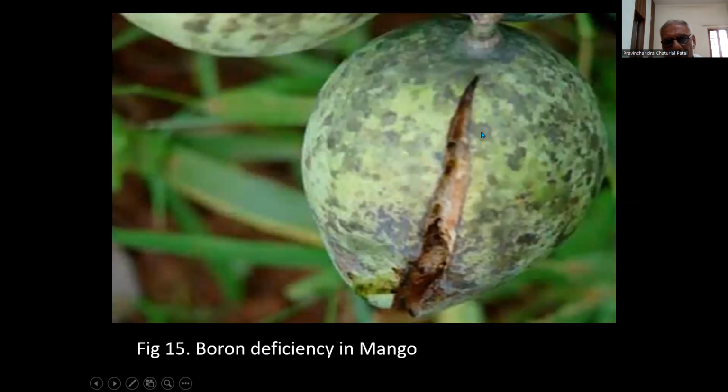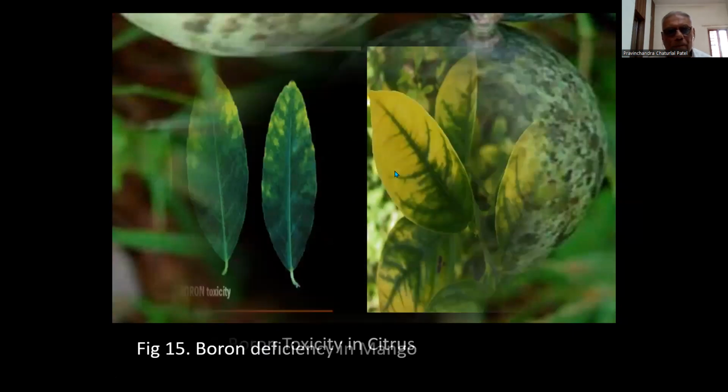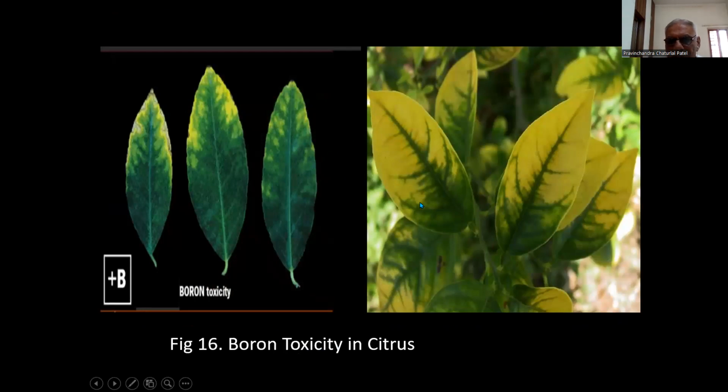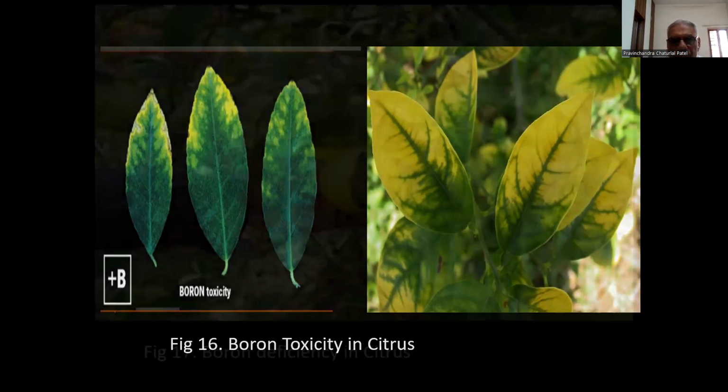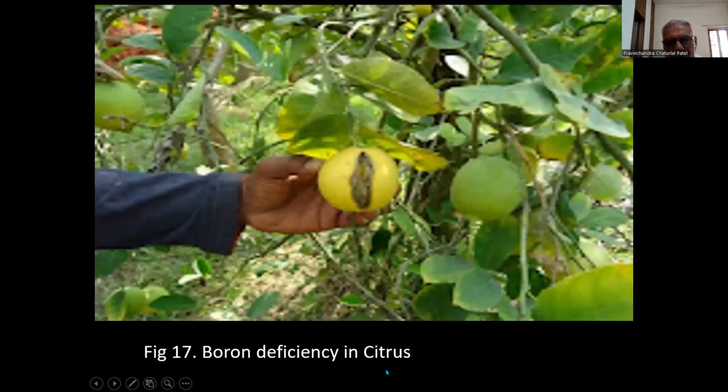Then boron deficiency in mango, you can see the cracking of the mango. Similarly, we also observe the cracking of the citrus fruit due to deficiency of boron. Also, we are observing it in guava. Then boron toxicity in citrus. So we can show typical symptoms due to more supply of boron, particularly in problematic soil or alkaline soil. Then boron deficiency in citrus, I told that there is cracking of the acid lime due to boron deficiency.